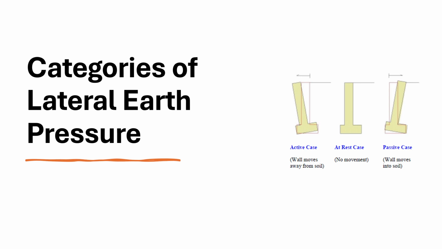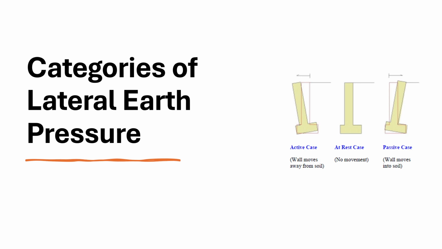The at-rest pressure develops when the wall experiences no lateral movement. This typically occurs when the wall is restrained from movement, such as a long basement wall that is restrained at the bottom by a slab and at the top by a floor framing system, prior to placing soil backfill against the wall.